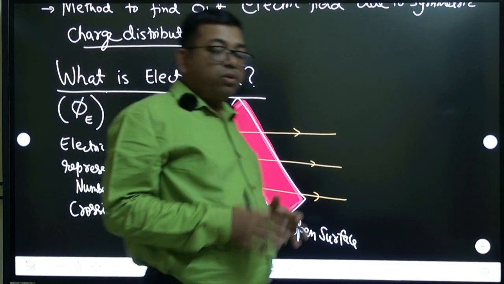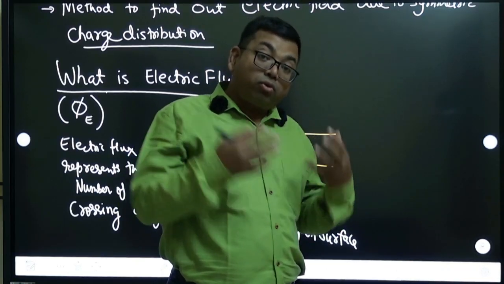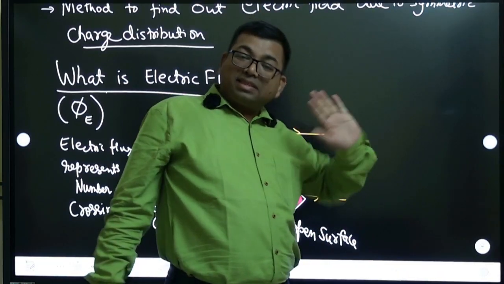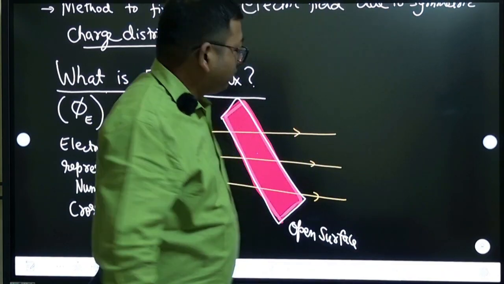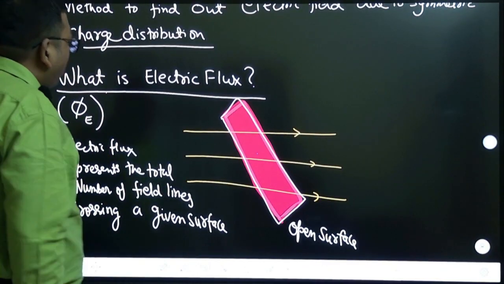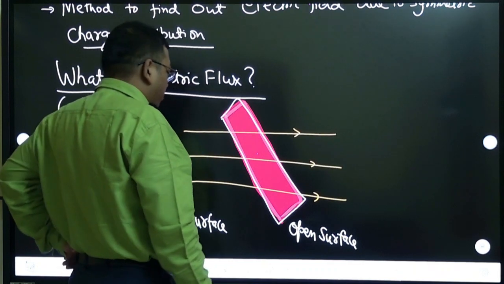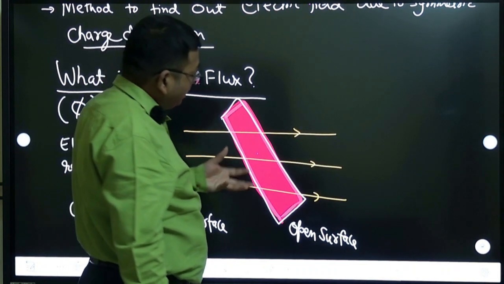If it is a closed surface, then it will be like a cube or cuboid or sphere or some closed figure. It is not a closed figure, it's like a face, that's all. It's a flat surface. So how do we find out how many field lines, or what is the value of field lines, crossing here?